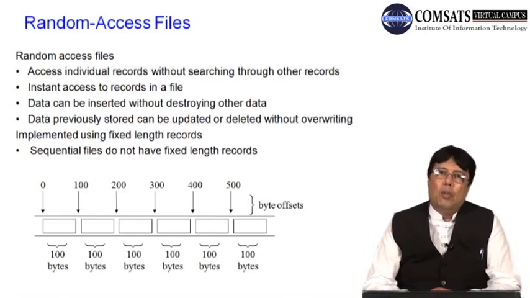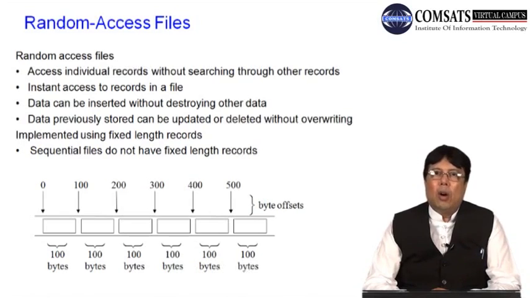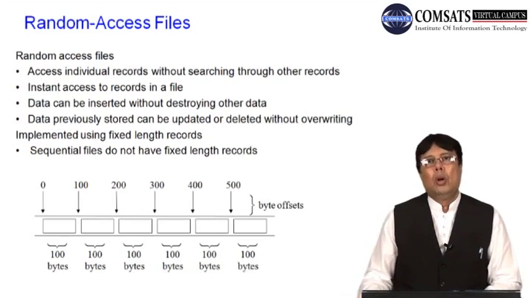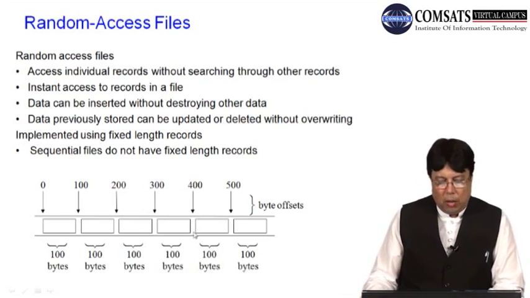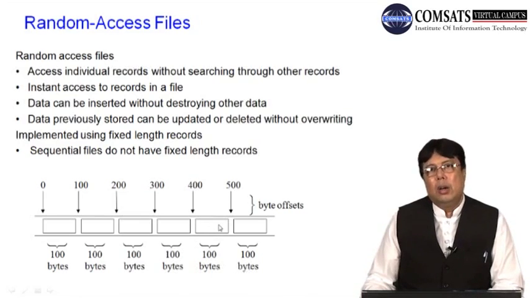So in this way, we are free to update a record, delete a record, modify a record, and even access a record directly, and we are not bound to go through the sequence of all the records. If we want to access a particular record, we can directly jump from any point to the start of this block and read that record. In the sequential file, we need to go through each and every record sequentially, and only then can we reach our desired record.